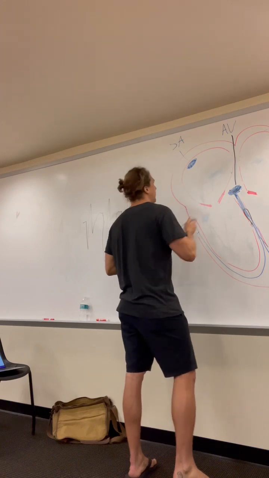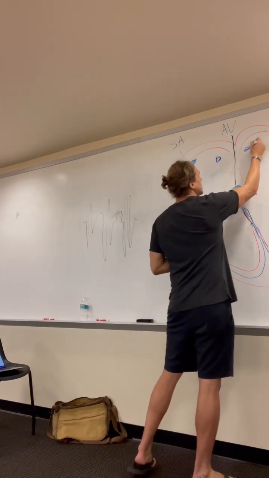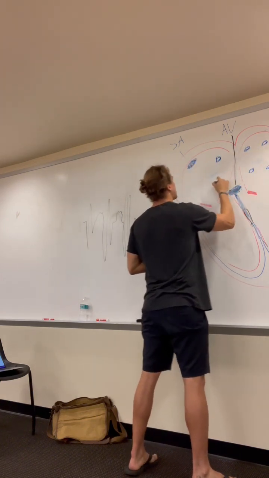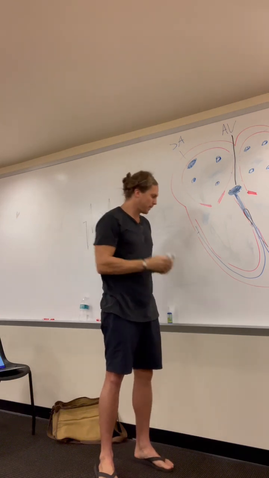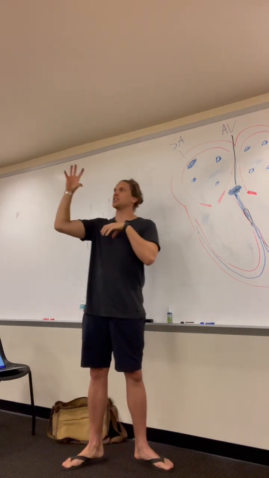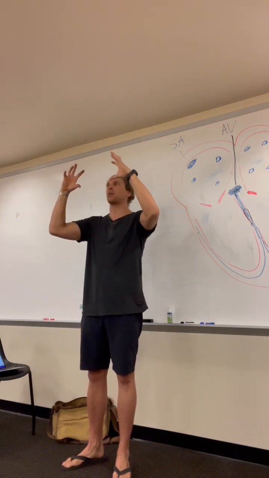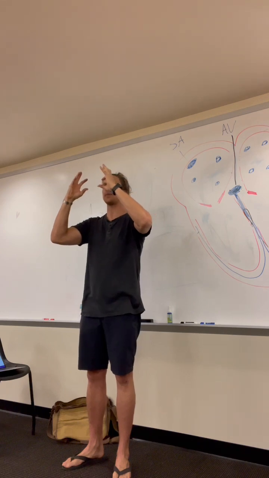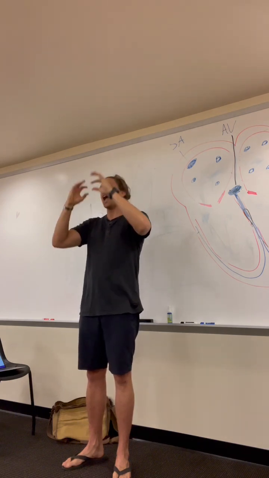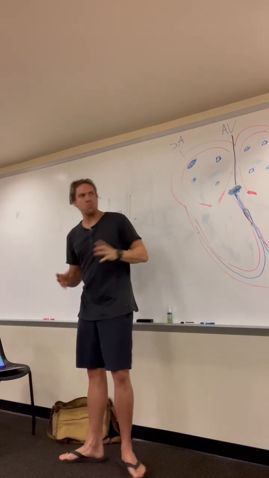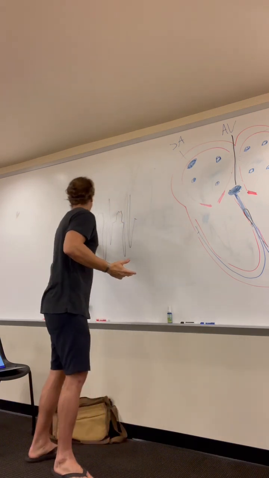So what happens in a-fib is a bunch of these foci get irritated and they all start quivering or twitching in the heart, okay? So imagine this is my left atria and this is my right atria. It's just quivering happening like this in the heart. And if you look at the rhythm, that makes perfect sense.